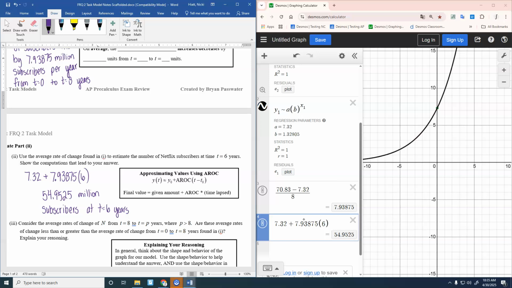Now sometimes it might not be the number 6. They might have given you how many subscribers there were at year 2. So then you'd have to do 6 minus 2. Only 4 years have gone by. So you'd multiply by 4 instead of that 6 right there, if our initial amount was different.